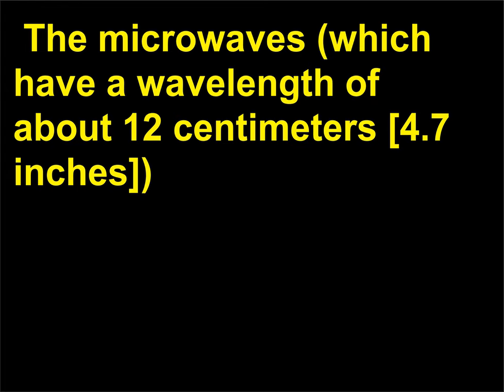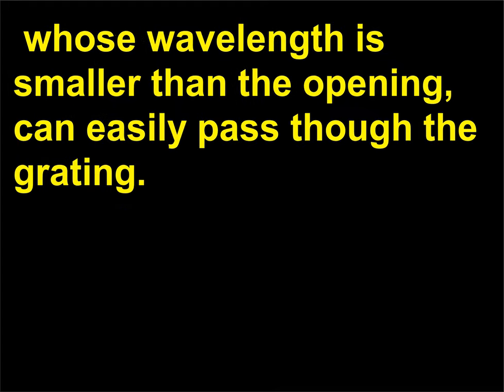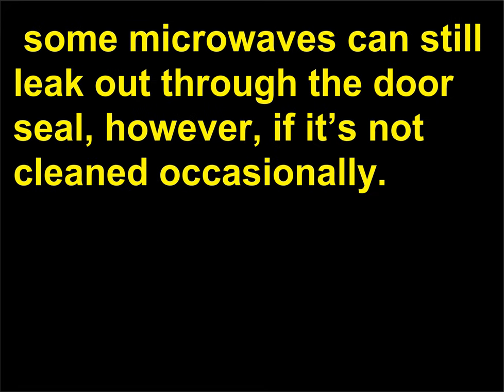The microwaves, which have a wavelength of about 12 centimeters (4.7 inches), are too big to pass through the holes, but visible light, whose wavelength is smaller than the opening, can easily pass through the grating. Although the grating protects people from the microwaves, some microwaves can still leak out through the door seal if it's not cleaned occasionally.